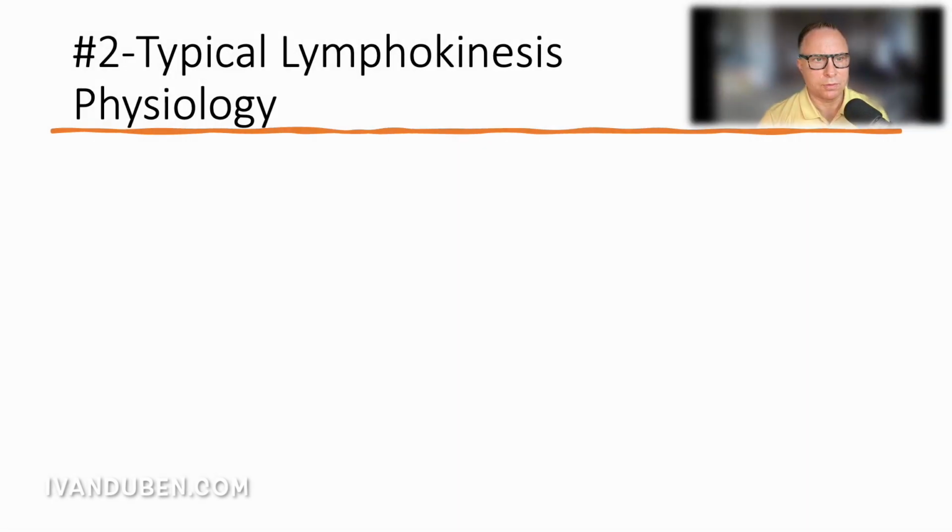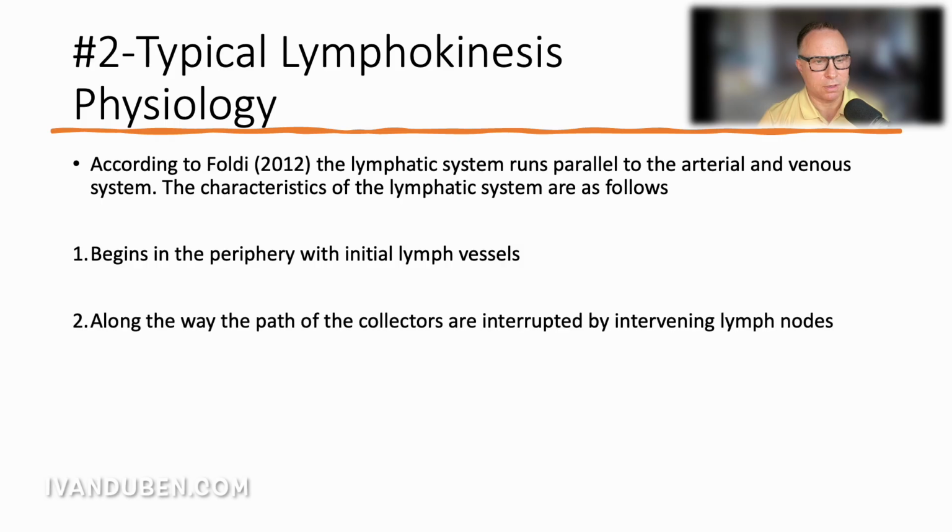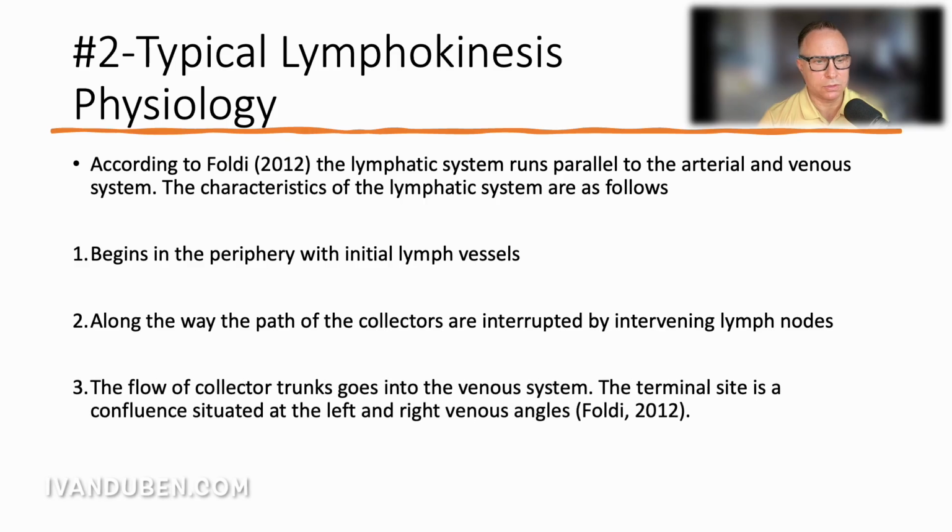Moving on to talk about the typical lymphokinesis physiology. The lymphokinesis meaning the movement of lymph through the body. According to Foldy, the lymphatic system runs parallel to the arterial and venous system. Some characteristics of the lymphatic system are as follows. It begins in the periphery with initial lymph vessels. Along the way, the path of the collectors are interrupted by intervening lymph nodes. The flow of collector trunks goes into the venous system. The terminal site is a confluence situated at the left and right venous angles.